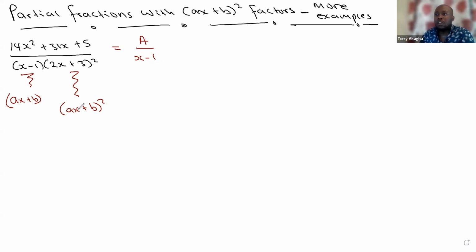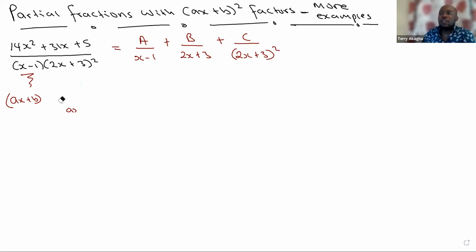Now for the ax plus b squared, like what we solved in the last example, it is going to be B divided by 2x plus 3 plus C divided by 2x plus 3 raised to power 2. Okay, so that is the partial fraction we have for that.